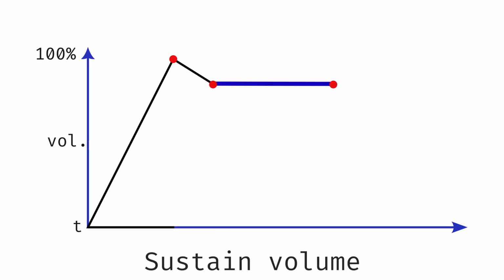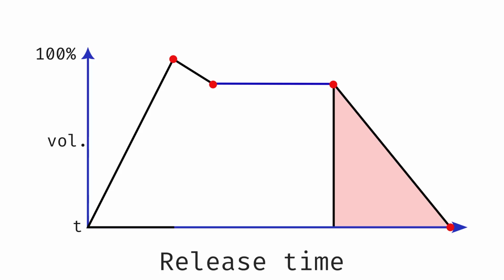Sustain volume. Some musical instruments allow a played note to be held. Think of an organ, for example. While a key is pressed, the sound keeps playing on and on until it's released. This parameter determines the volume of the sound in this state. Release time. Continuing the analogy with an organ or a piano, when a key is released, it takes some time for the sound to completely fade into silence. This parameter describes how long that should take.